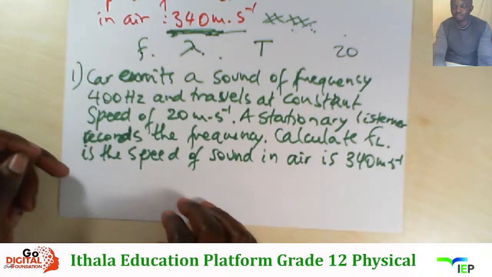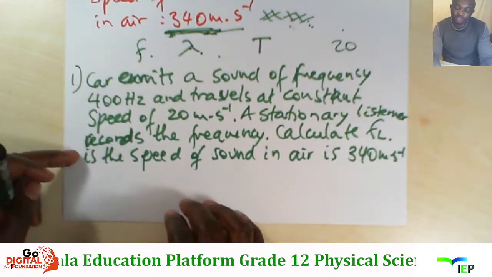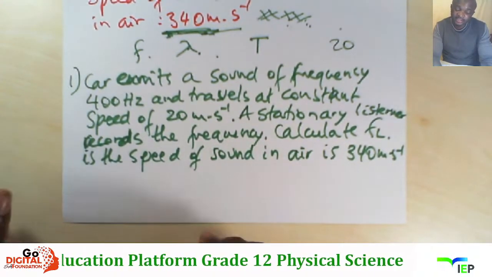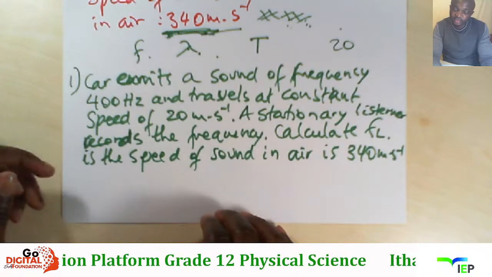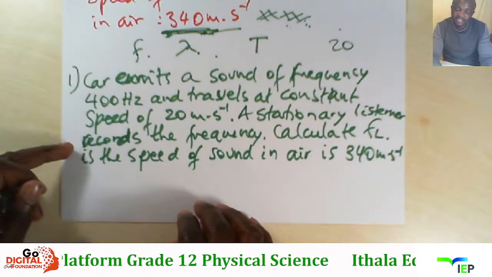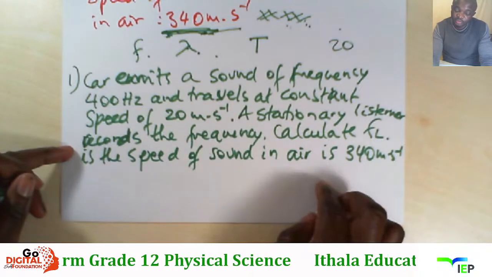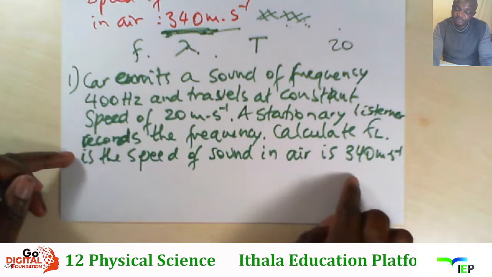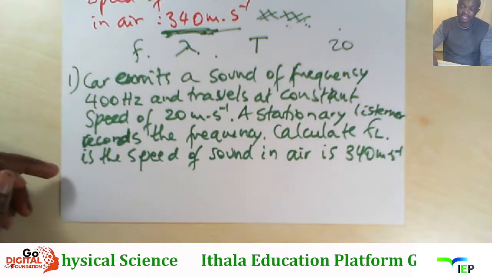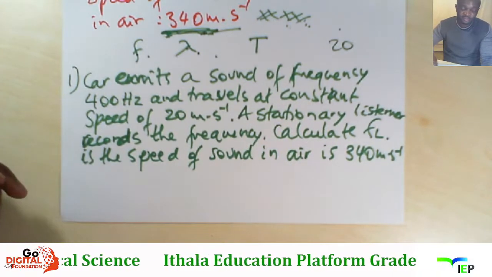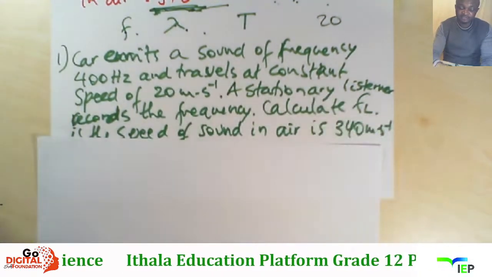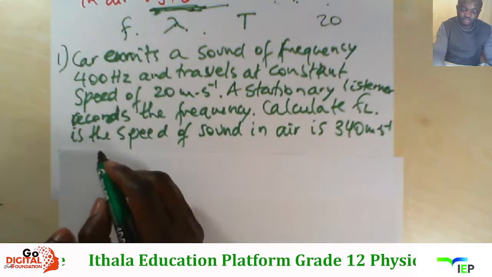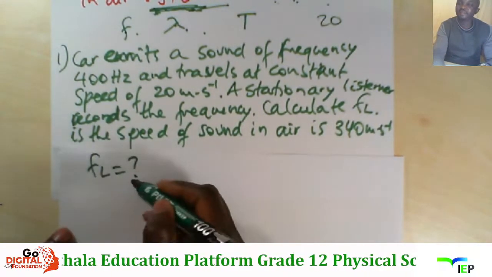Now they tell you to calculate a reading on the device that will correspond to what it is detecting. If the speed of sound in air is 340 meters per second, then take out the data given. So the first thing is the frequency of the listener, that's it.